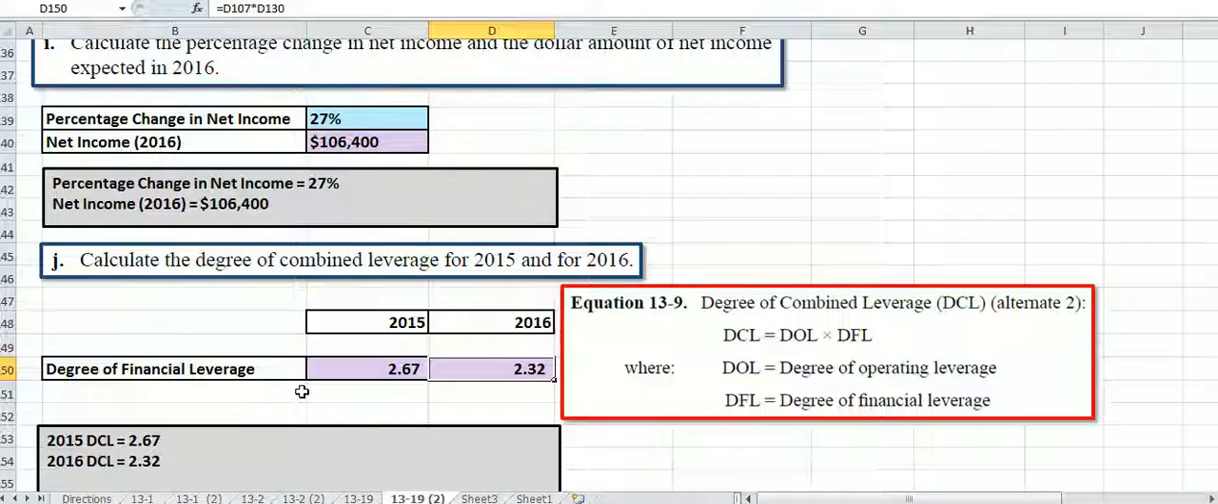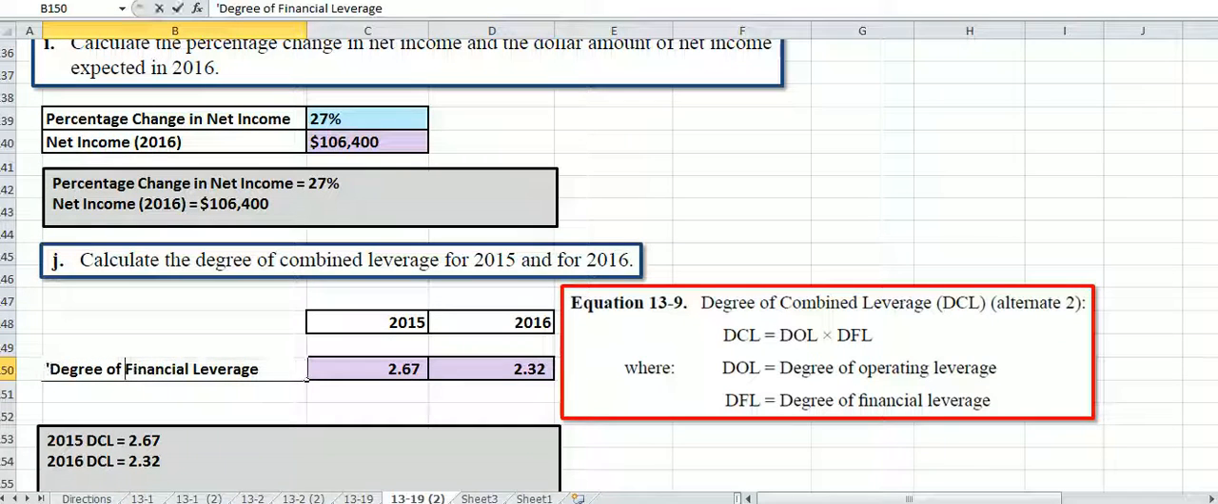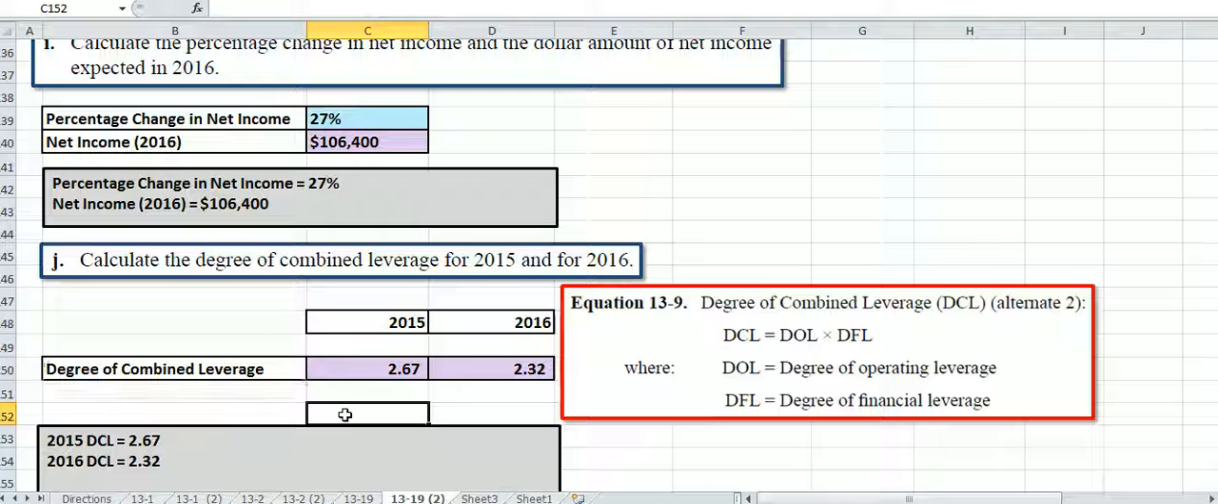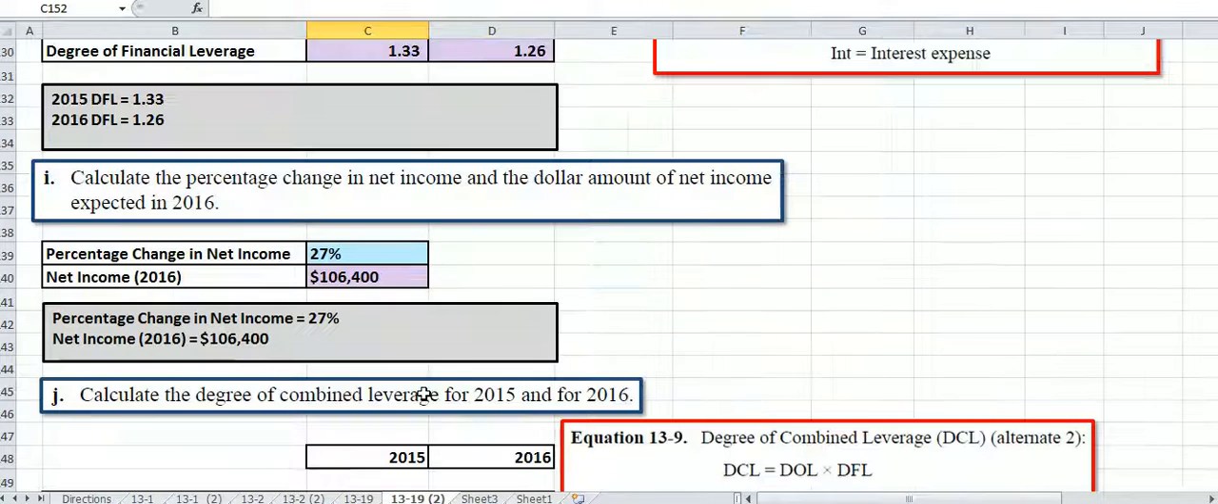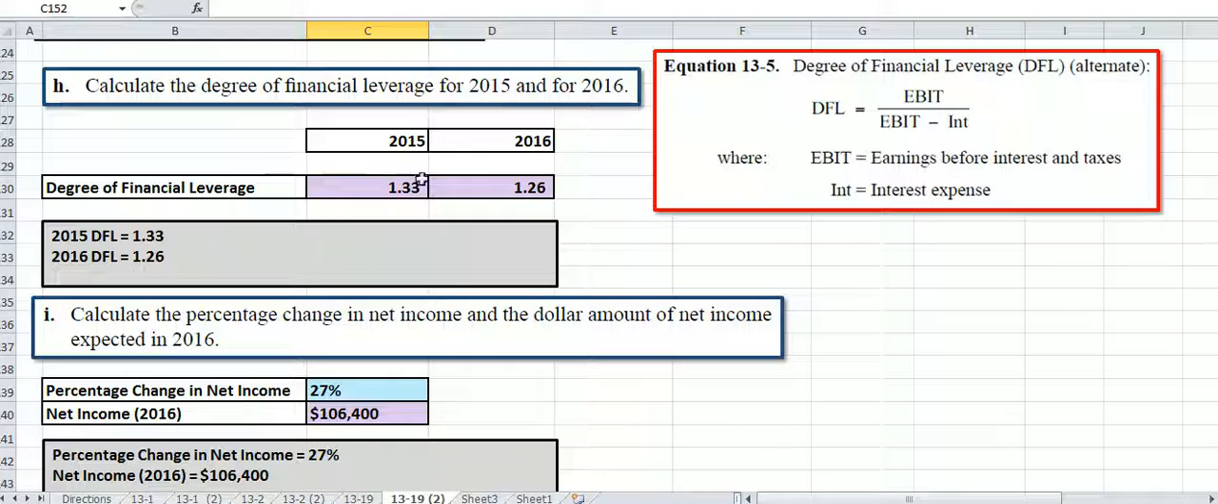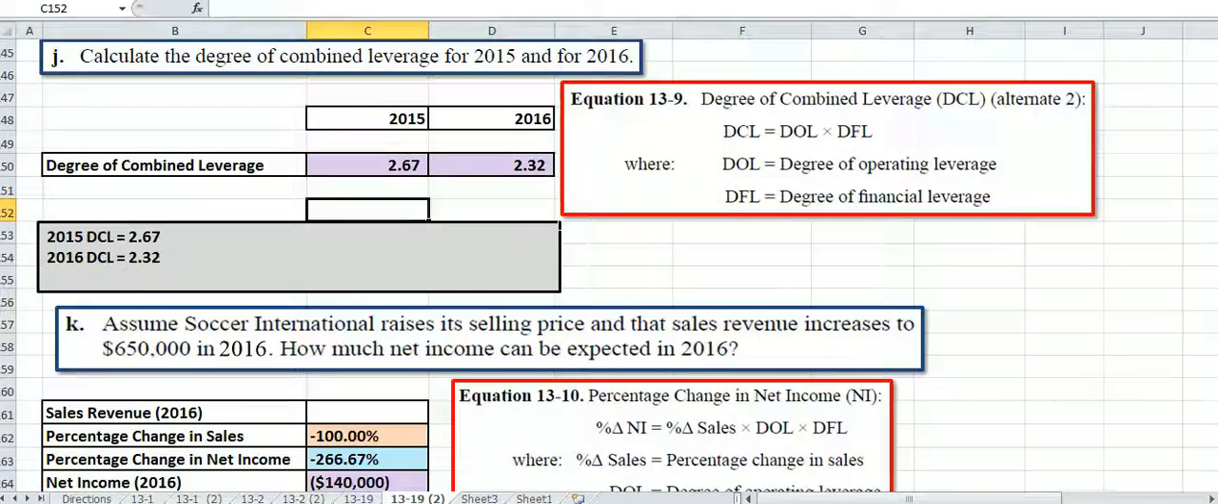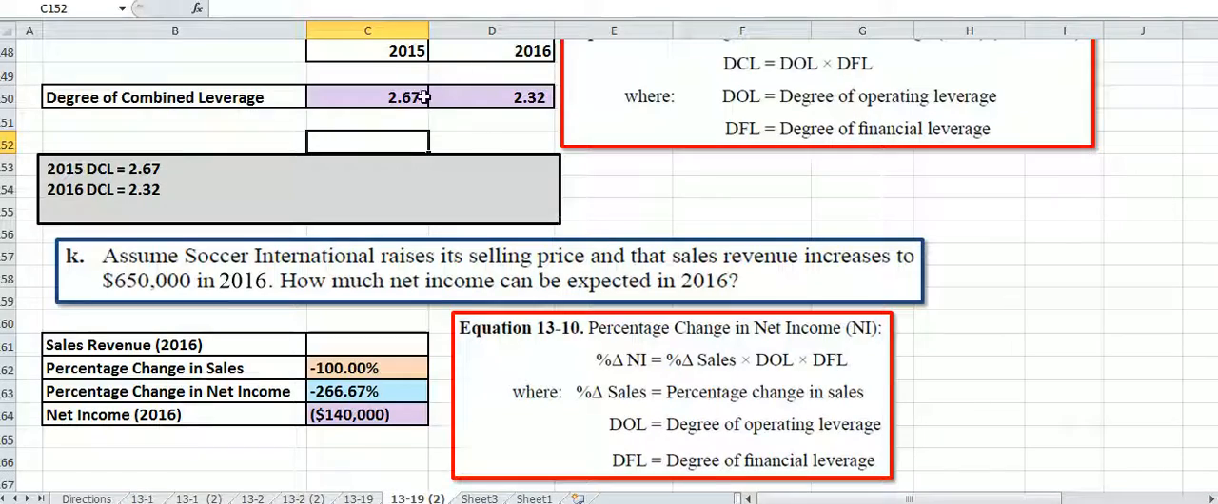I've got financial leverage right there. Did I do that wrong? This should be combined. Wow, this should be combined. Sorry about that. This word right here should be combined, so in yours that's going to be wrong. So let's change that right now to combined. Okay, and that's that, right? Because here's your financial leverage right here, 1.33 and 1.26, and here is your combined right here. Okay.